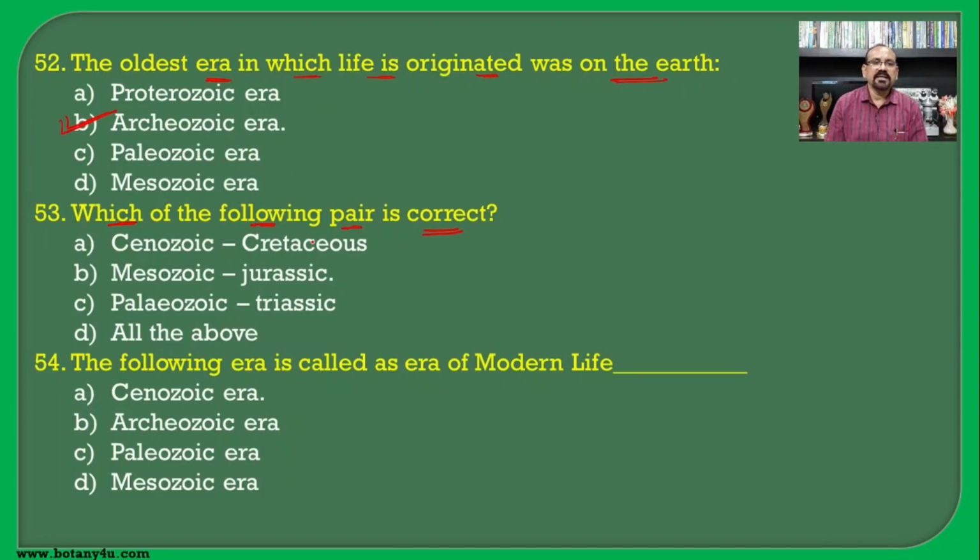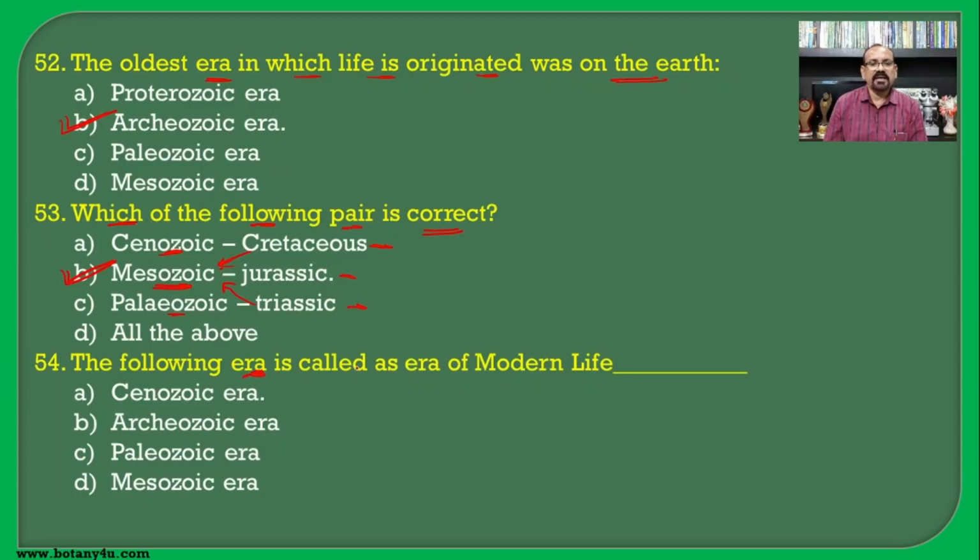If you see the Cretaceous, Jurassic and Triassic, all these are periods of the Mesozoic era, and hence the Mesozoic is the only correct one, as the Cretaceous is also a period of the Mesozoic and Triassic is also a period of the Mesozoic, and hence they are wrongly paired with the Cenozoic and the Paleozoic respectively. Hence B is the correct answer.